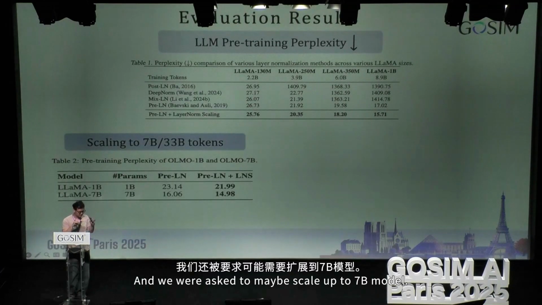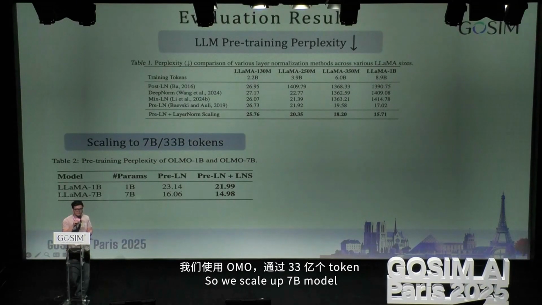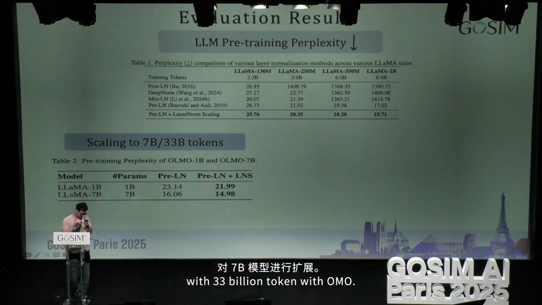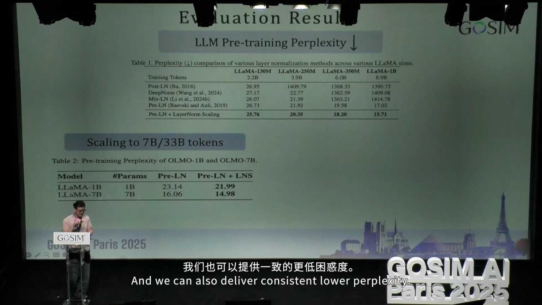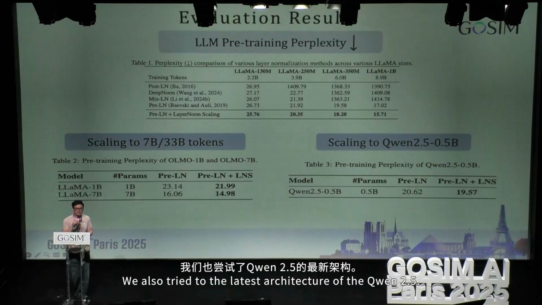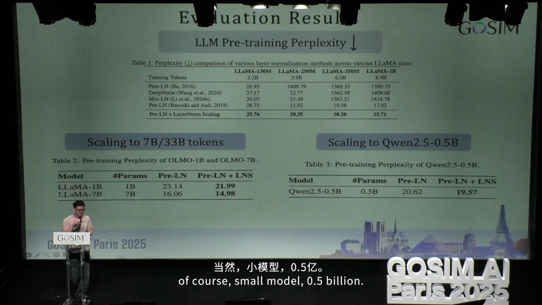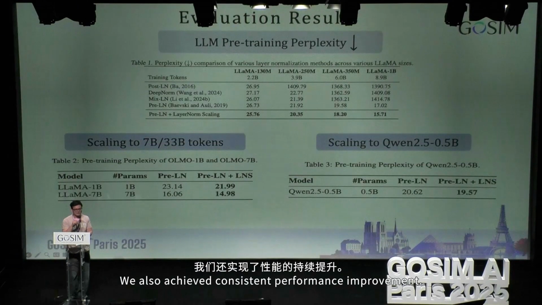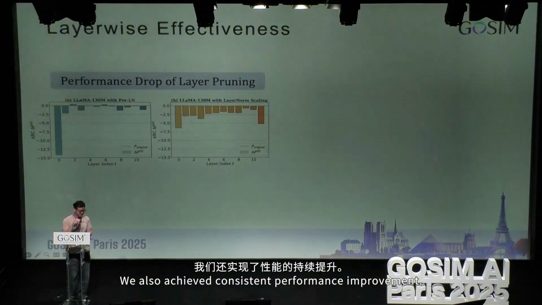And we were asked, can you scale up to a 7B model? So we scaled up a 7B model with 33 billion tokens. With OLMo, this is the OLMo architecture, and we can also deliver consistently lower perplexity. We also tried the latest architecture, Qwen 2.5, of course a small model, 0.5 billion. We also achieve consistent performance improvement.